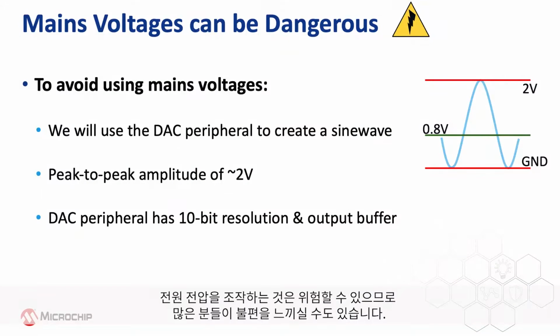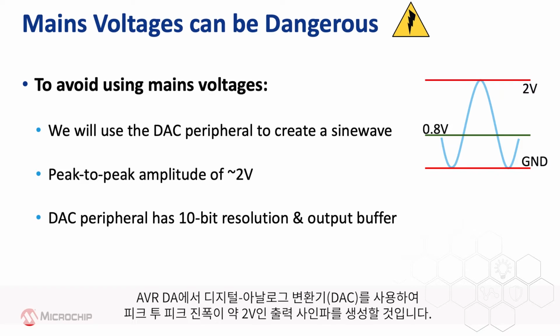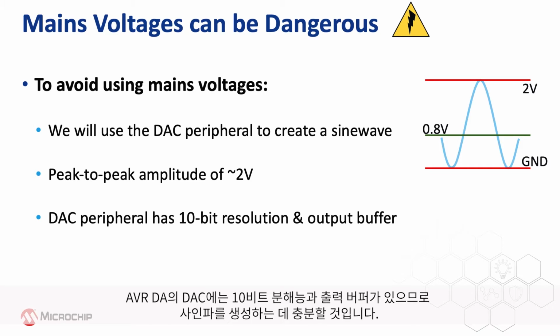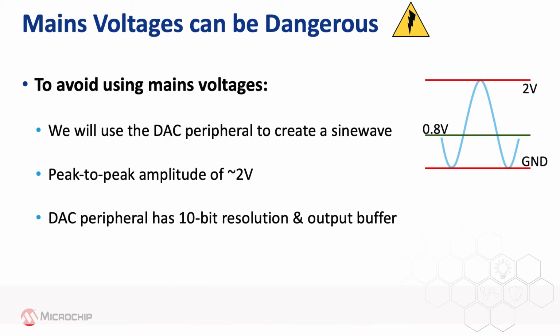Since playing with mains voltages can be dangerous and therefore many people may not be comfortable with that, we will use the digital-to-analog converter, or DAC, on the AVR DA to create an output sine wave with a peak-to-peak amplitude of about 2 volts. The DAC on the AVR DA has a 10-bit resolution and an output buffer, so it should be more than sufficient to create a nice sine wave.